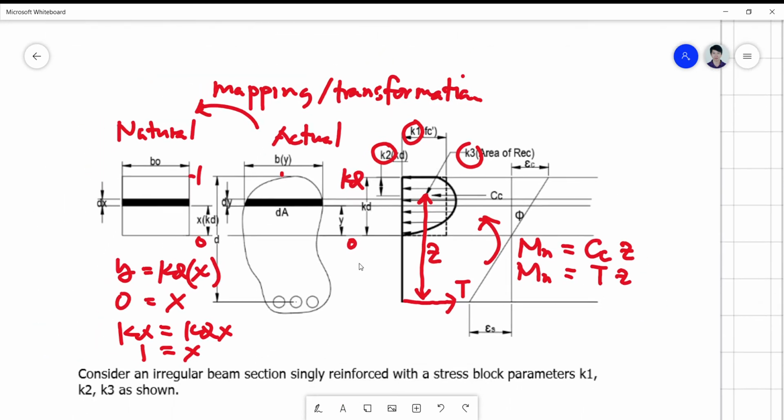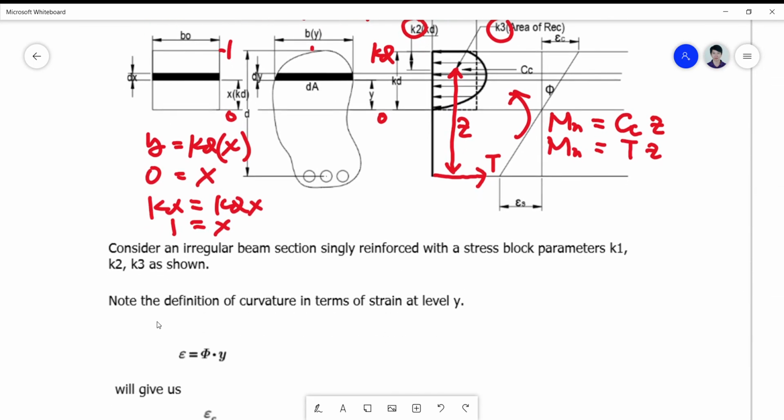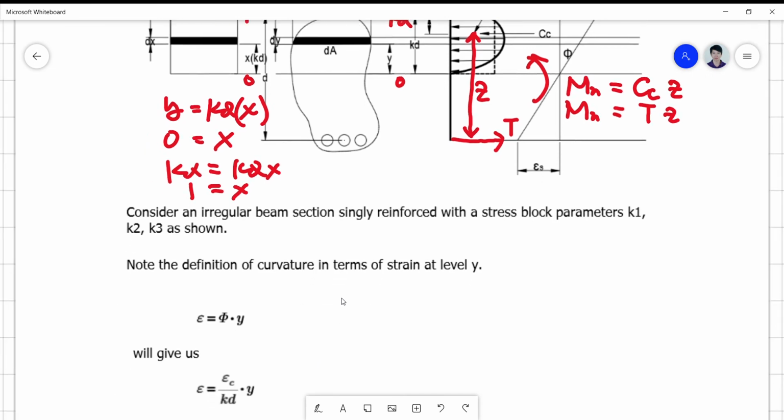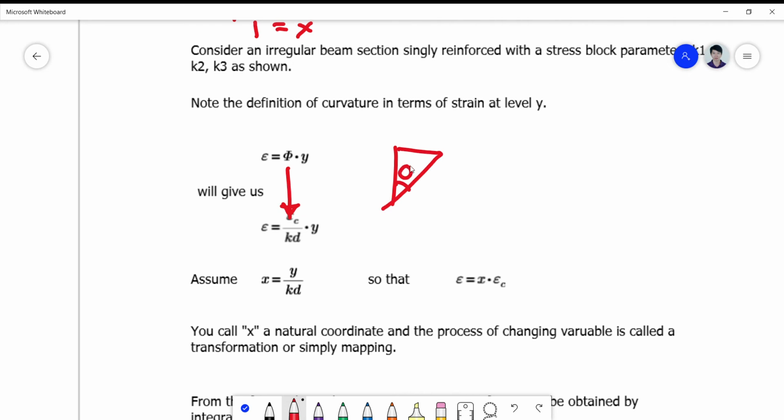Consider the irregular beam section singly reinforced with the stress block parameters k1, k2, and k3 as shown. So take note that the definition of curvature above, epsilon is equal to phi y, will give us simply epsilon is equal to epsilon c over kd times y. So I just substituted the value of phi on this, because of my triangle like this. If this is my phi, this is my epsilon c, and this is my y, I can make use of the definition of curvature in terms of compatibility alone.